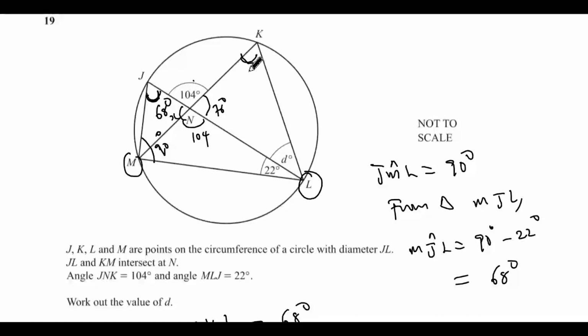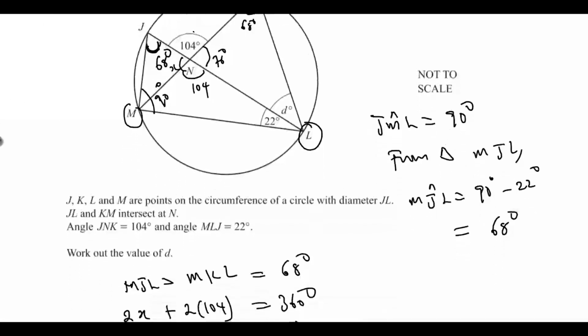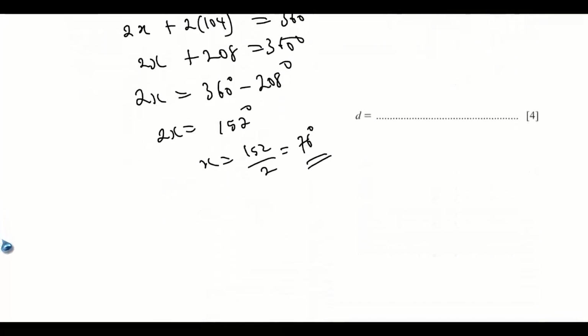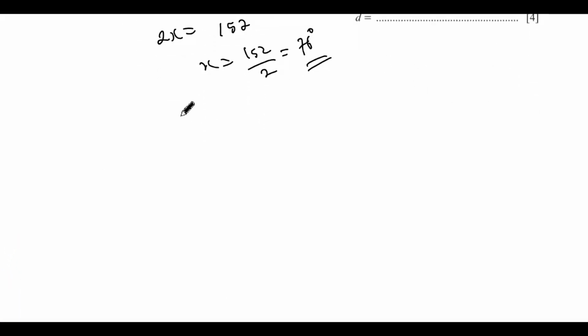And already I told you that this one will be 68 degrees because this and these are angles in the same segment. Then it is easy for us to get D now, okay, because D plus 76 plus 68 becomes 180 degrees. That is the sum of angles in a triangle. So you can say D plus 76 degrees plus 68 degrees equals 180 degrees.